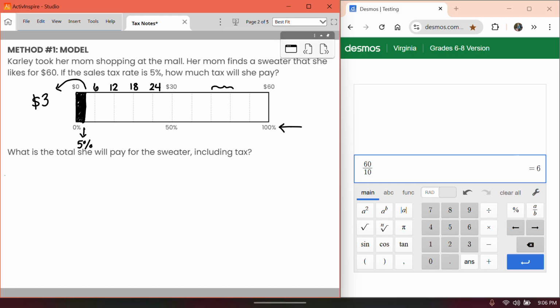Okay, so let's answer these questions. How much tax will Carly pay? She'll pay $3. What's the total she will pay for the sweater? Well, she's not walking out of the store only paying $3. So she's going to pay the $60 that the sweater costs, and she's going to add the $3 for the tax, which means the total that she's going to spend is $63. Okay? That's method number one.